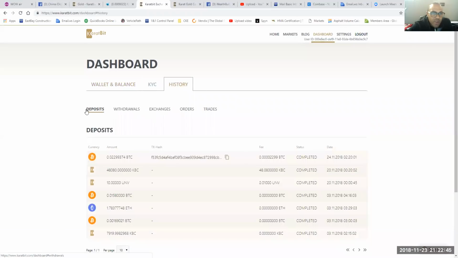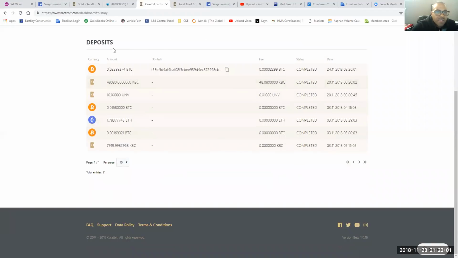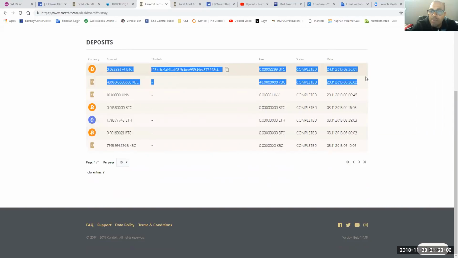Let's go to history. So what's new to Karatbit Exchange? Oh, I love it. I want you to see all of these tabs right here: deposit, withdrawal, exchange, order, and trade. This is phenomenal. It's all under history in the dashboard. So the first one is deposit. You see, I just deposited some Bitcoin into my account. Right there, you see the time, and it's showing up. I'll show another video another time on how to do that.